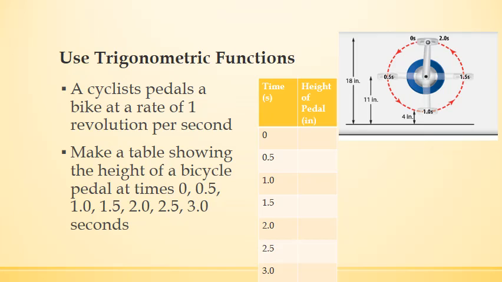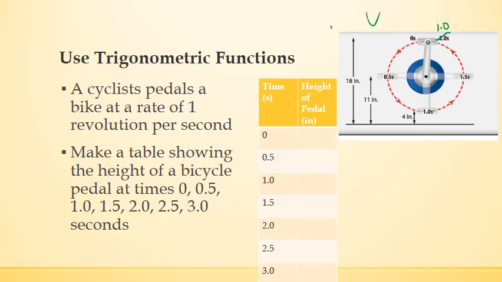But here we've got a problem. It says a cyclist pedals a bike at a rate of 1 revolution per second. Now, this picture comes from the very beginning of the chapter, at the very top. What we're looking at here was showing the revolution of a pedal in 2 seconds. Now, we're talking about a cyclist that's going to be pedaling this bike at 1 second. So we're going to change this 2 seconds to 1. And this pedal is moving counterclockwise.